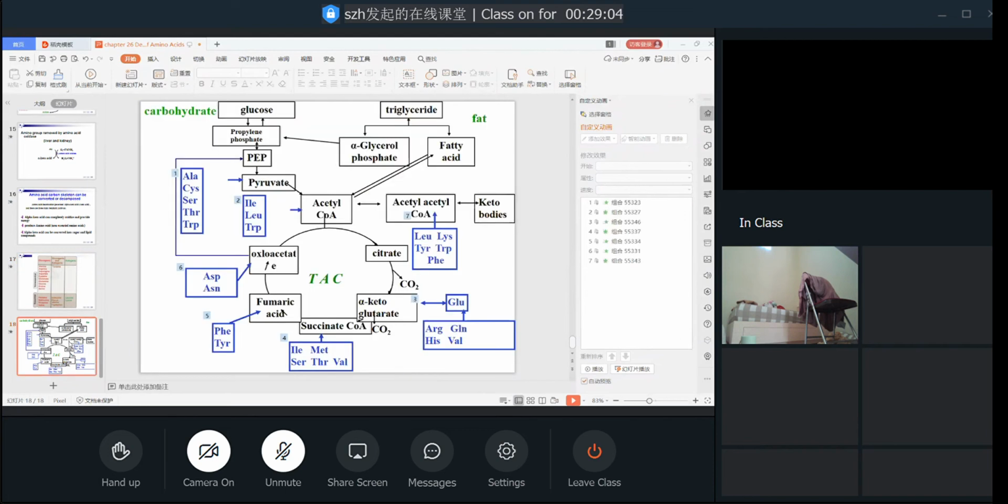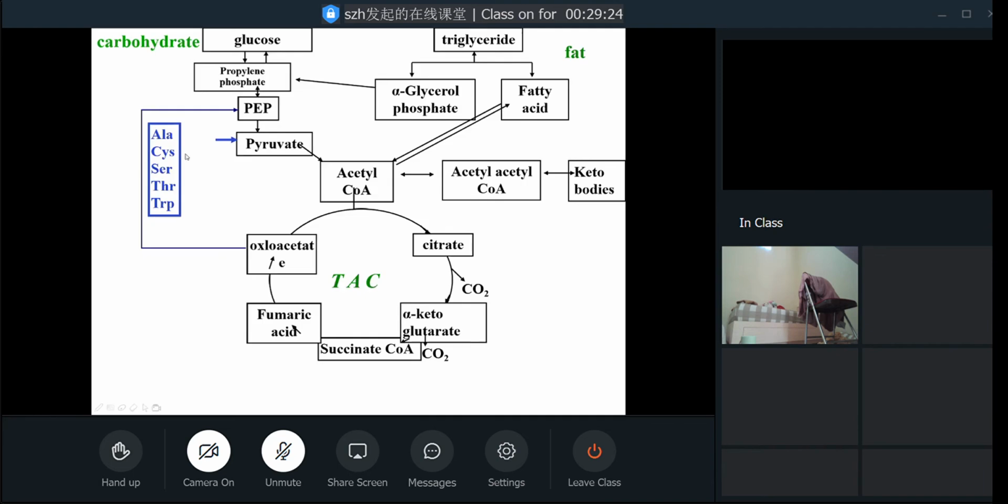Through the reaction, the carbon can be entered into the cycle. For example, alanine, cysteine, serine, threonine, tryptophan, through the deamination, leave the carbon skeleton that can be produced as pyruvate. Pyruvate can enter the mitochondria and be oxidized thoroughly.